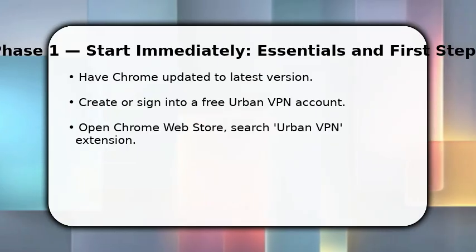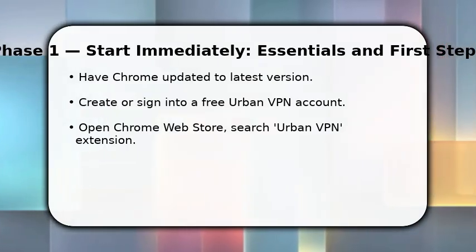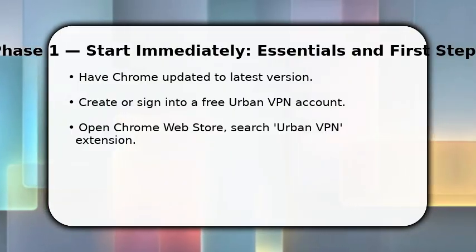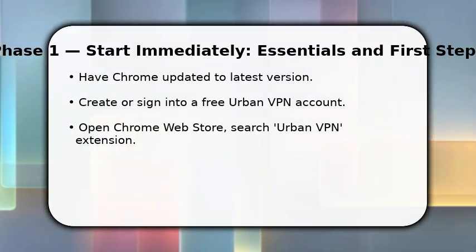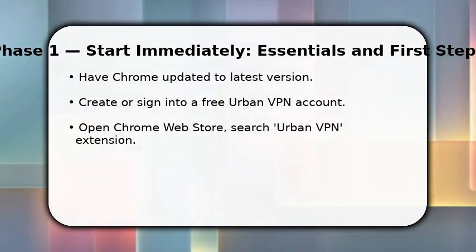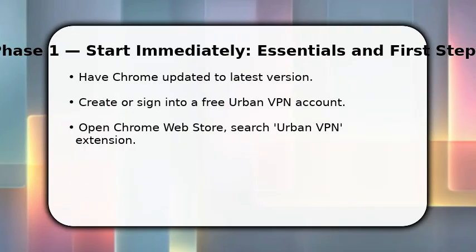You already have Chrome, now act. Open the Chrome web store and search for Urban VPN. Make sure Chrome is updated to the latest version so the extension runs smoothly. Click Add to Chrome and accept the requested permissions. This allows the extension to route browser traffic.